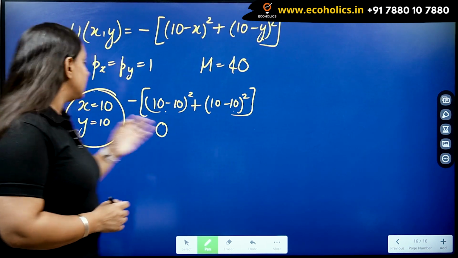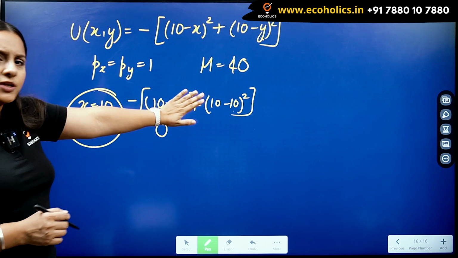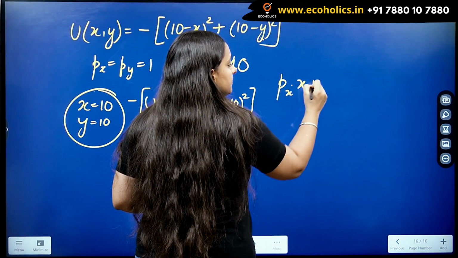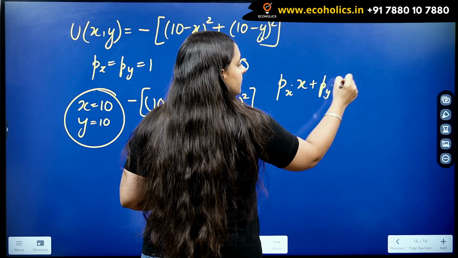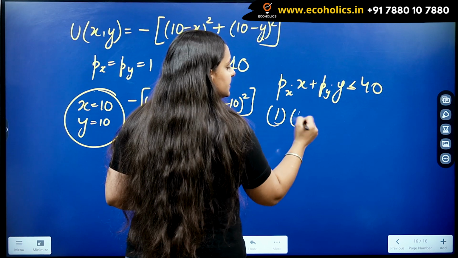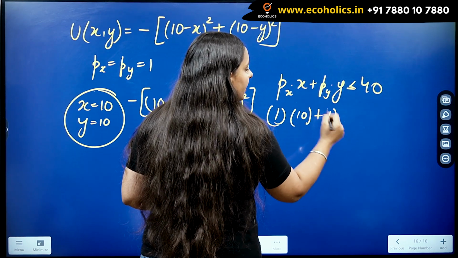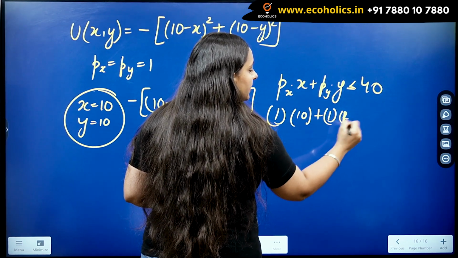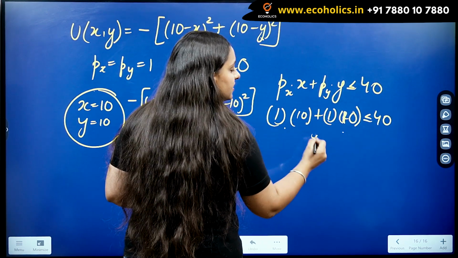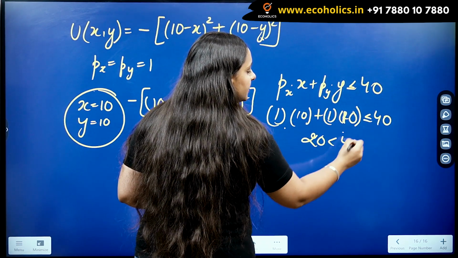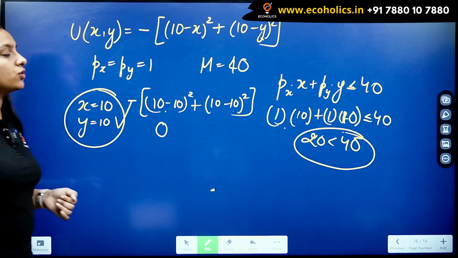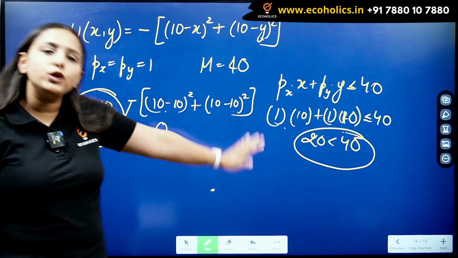So let us see, are these values satisfying my budget constraint? So my budget constraint will be like this. Price is 1, X is 10 we are saying, price is 1 again and Y is also 10 over here. This has to be less than or equal to 40. So 10 plus 10 is 20, which is strictly less than 40. So these values of X and Y are satisfying my budget constraint. They are also maximizing my utility.